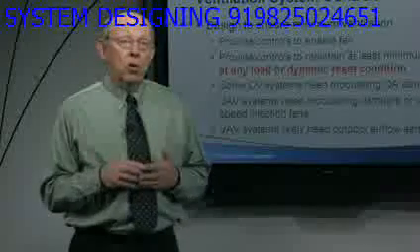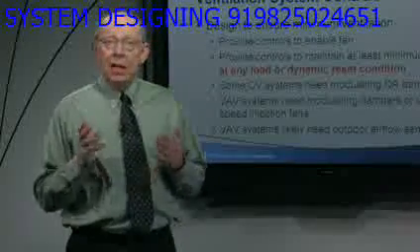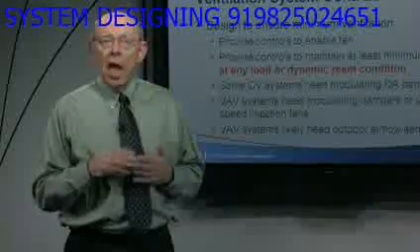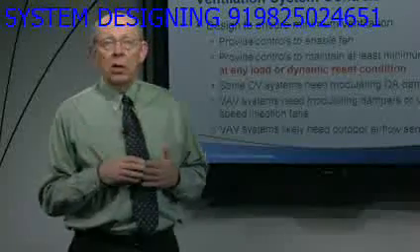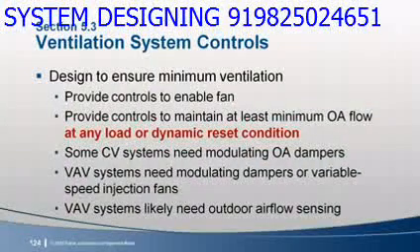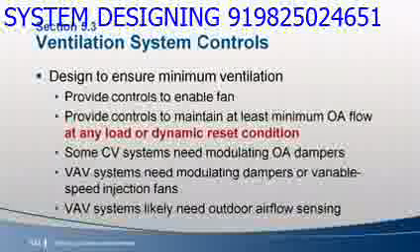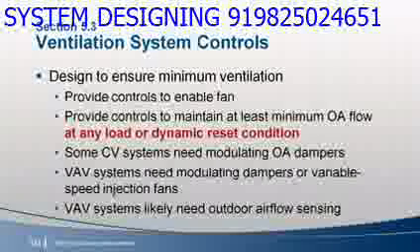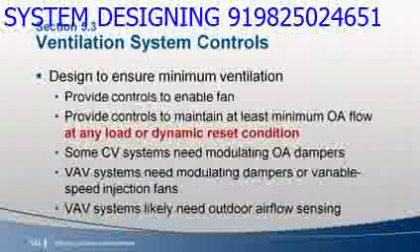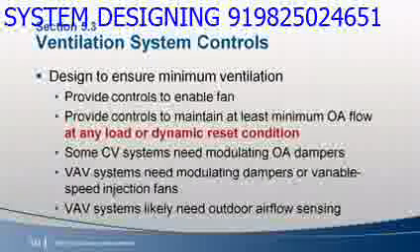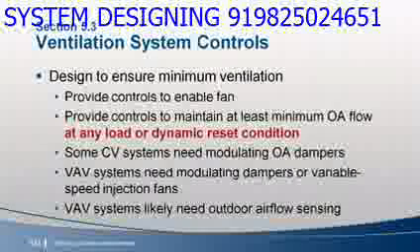It also requires controls to ensure that the system maintains at least the minimum outdoor airflow needed at any load or dynamic reset condition. To accomplish this without simply overventilating and using excess energy, constant volume air handlers for both single zone and 100% outdoor air systems may need modulating dampers or modulating injection fans, especially if they use high efficiency filters. And all VAV air handlers need modulating dampers or injection fans, whether they're applied in a single zone or 100% outdoor air system or a multiple zone system.